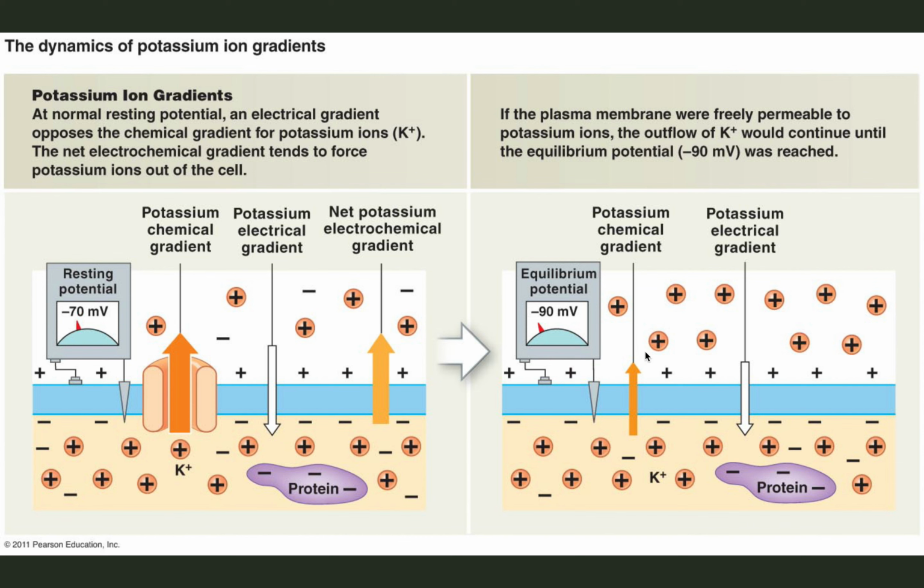And if we were to just let this cell go, potassium would leave until it reached its equilibrium potential, which is where the chemical and electrical forces are equal and opposite. So at this point there would be no net movement of ions. Potassium wants to leave because of the concentration gradient, but it also wants to enter at the same rate because of the electrical gradient. The negative charge in here is pulling in these positively charged potassium ions, pulling them back into the cell. So that's what would happen if the cell was only permeable to potassium.